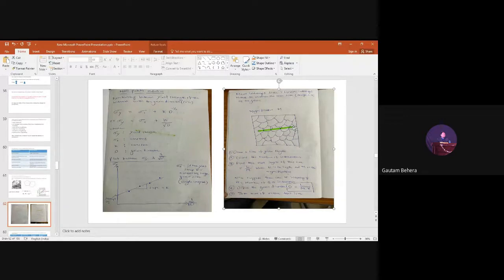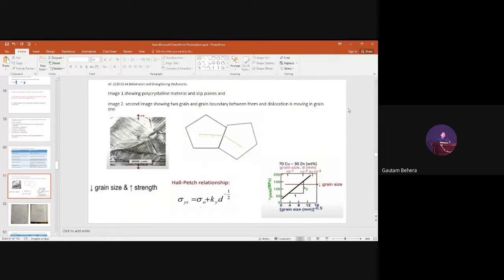And this capital L is not the original length. Can you people tell me why this is not the original length? If I draw a line in this microstructure, this is not the original length here. Due to magnification, very good. Because we have magnified the image. So how can it be the original length? Oh, very good.